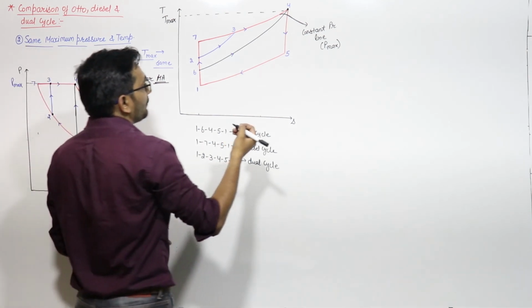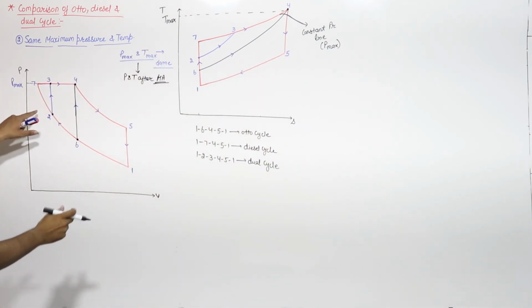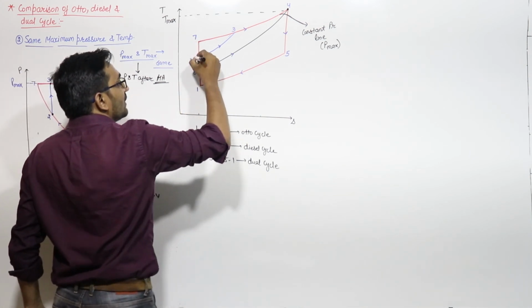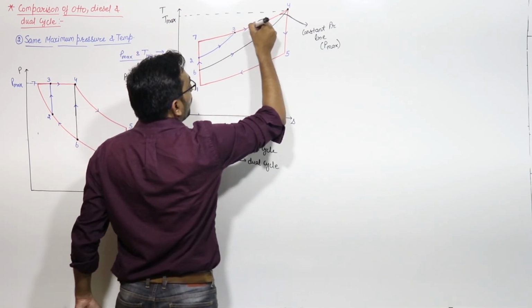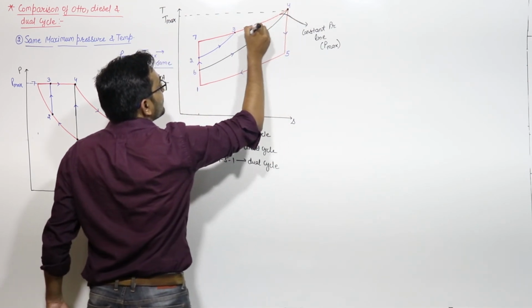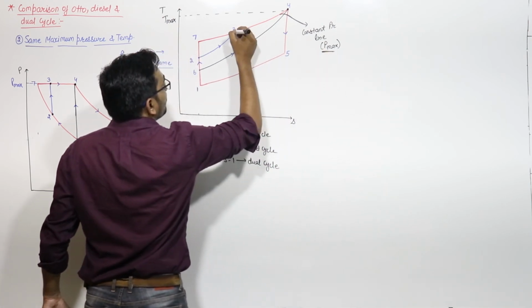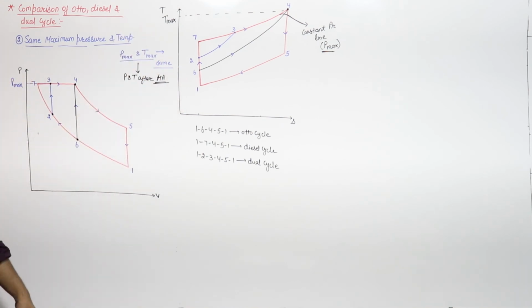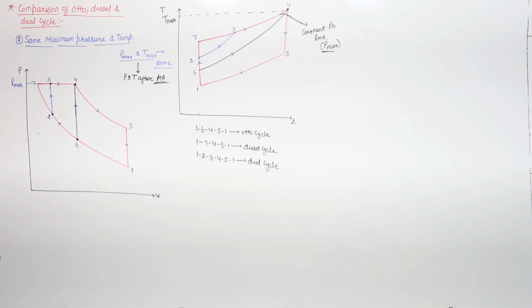Similarly, you have to draw the dual cycle. Suppose this 1 to 2 is the compression. Now we have a constant volume heat addition, and the constant pressure heat addition will follow this same line, because this is the constant pressure line corresponding to this. So this will follow the same line, 3 to 4. So 1, 2, 3, 4, 5, 1 is the dual cycle. This is the way you can draw the graph.